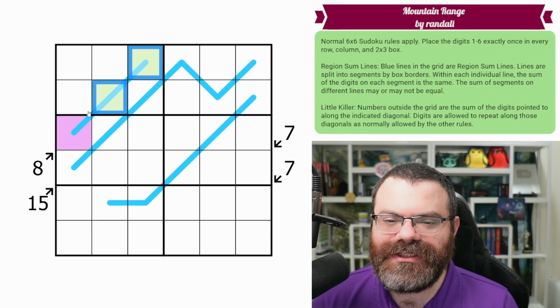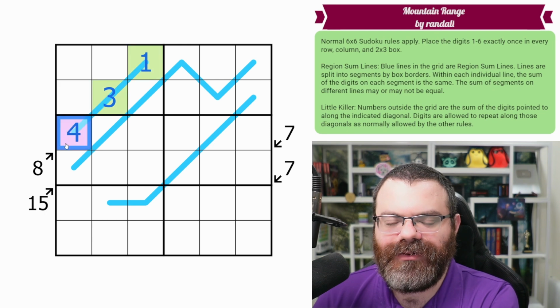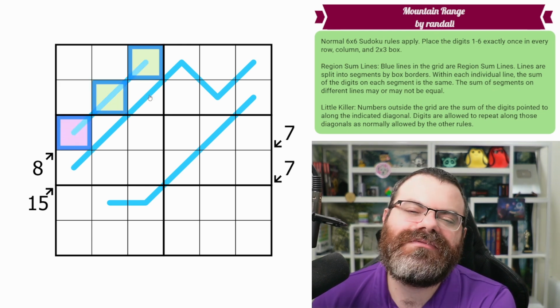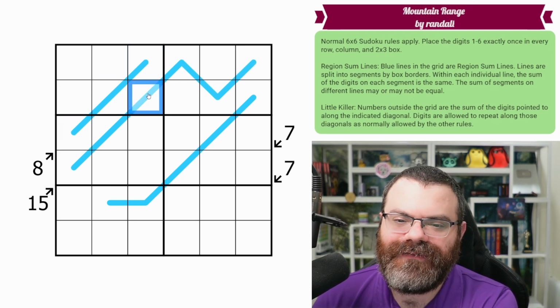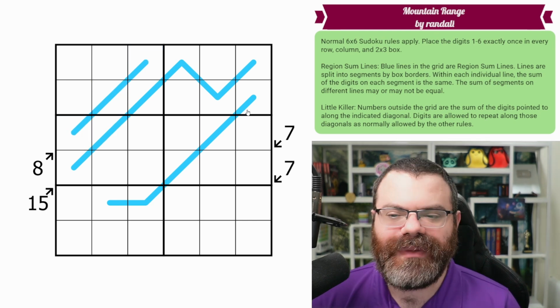And the sum of each segment on the line is the same. So whatever this sums to goes here. If this was, say, 1, 3, that sums to 4, we'd put a 4 here. Different lines can have different sums on their segments, but the segments within the same line have the same sum as each other.